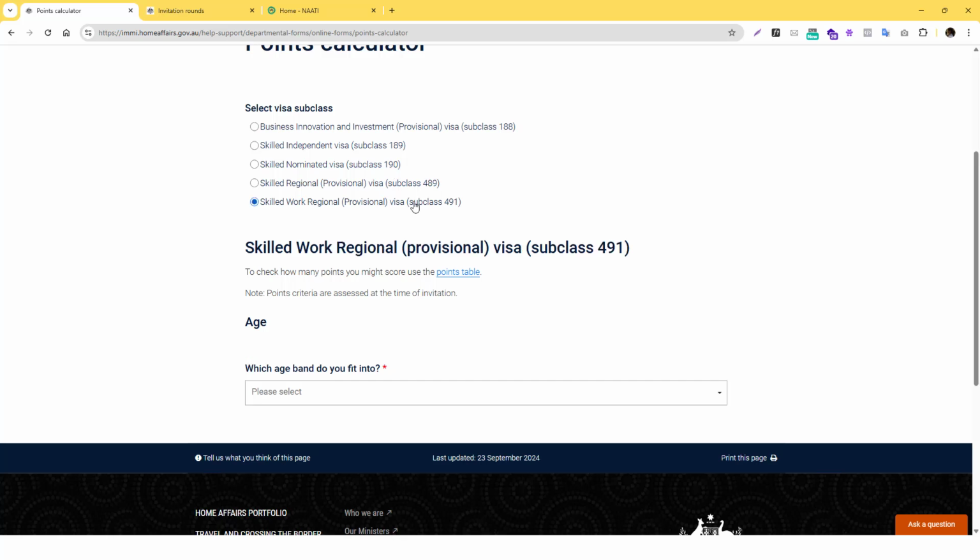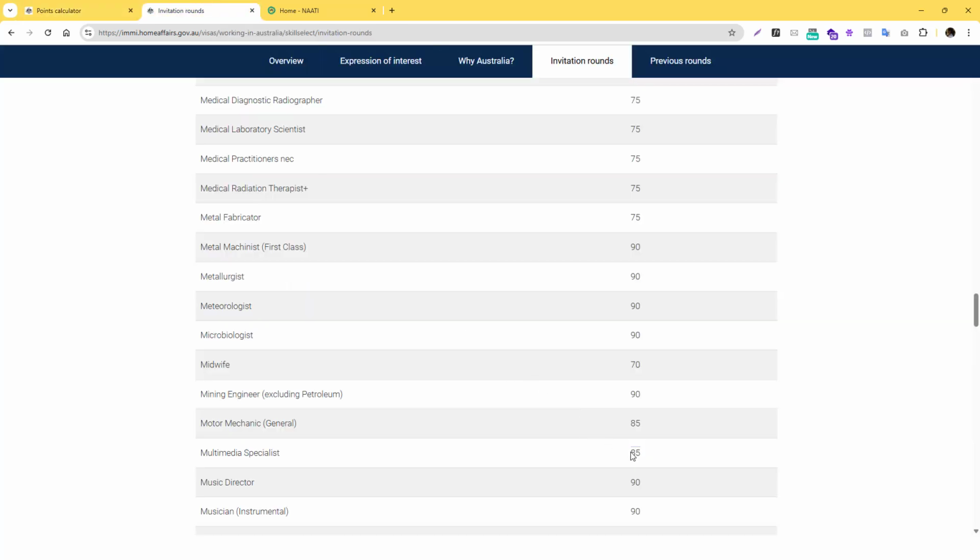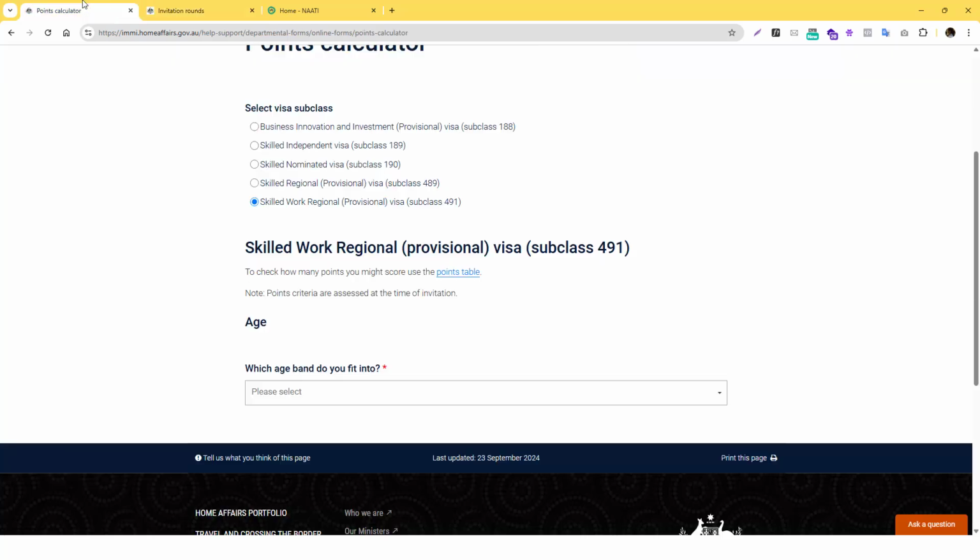For 491, if you think that your score is really low, like below the average of the recommended points, let's say you're a multimedia specialist and you only get 70 points, then it's highly recommended that you go for the 491 instead of 189. With the 491, you need to wait at least 3 years. You need to stay in that regional area for 3 years, and you need to have a job related to your ANZSCO code and maintain a threshold so you can apply for a PR.